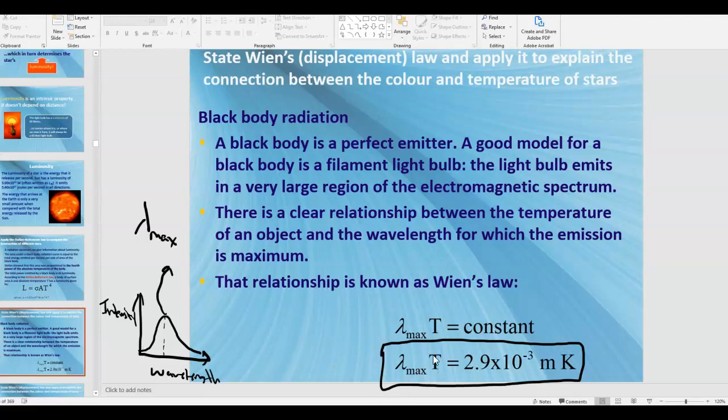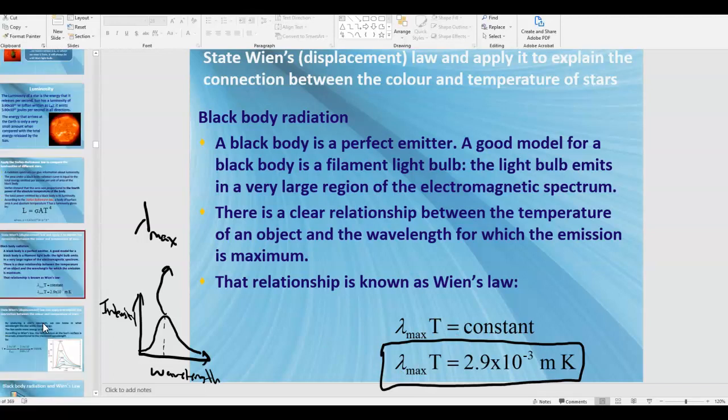Okay, and so we have Wien's law, which is right here, and then we have the Stefan-Boltzmann law that we saw on the last slide. So make sure you add both of those to your notes.